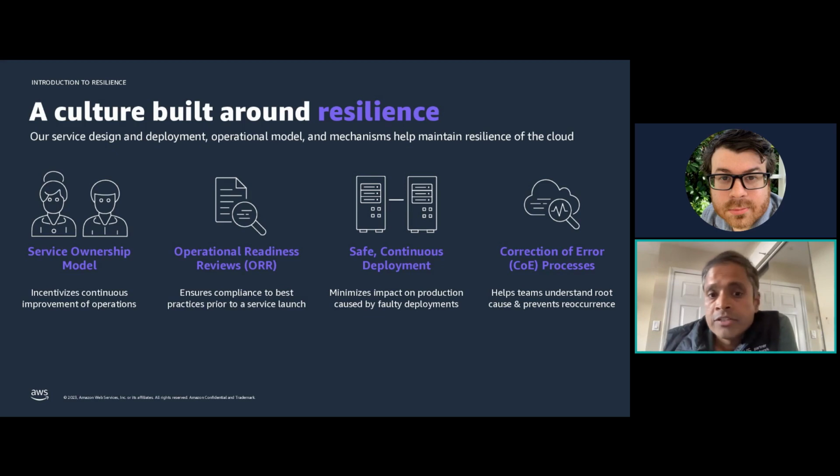Finally, I want to talk about the correction of error process. If any issues arise, we leverage incident management mechanisms such as correction of error processes to help our teams understand the root cause. After an issue is mitigated, we drive company wide engineering sprints to ensure the issue is fixed across other AWS services as well. These learnings are documented and become a part of our overall process.